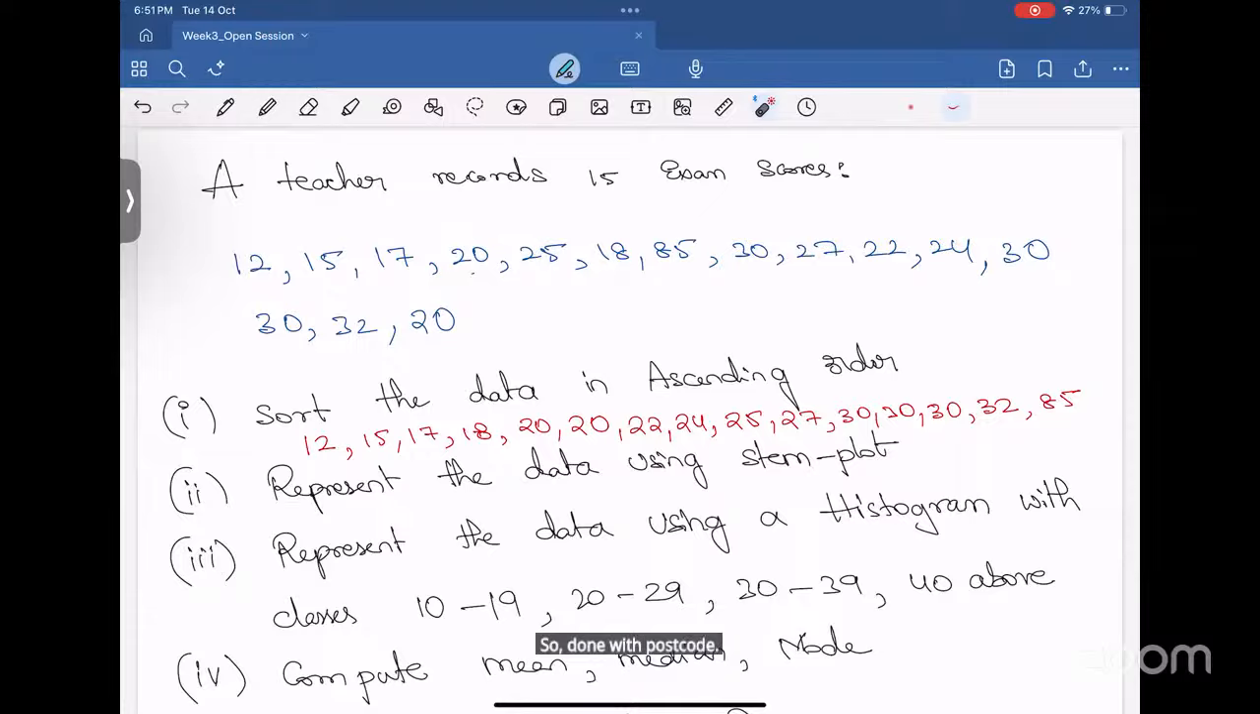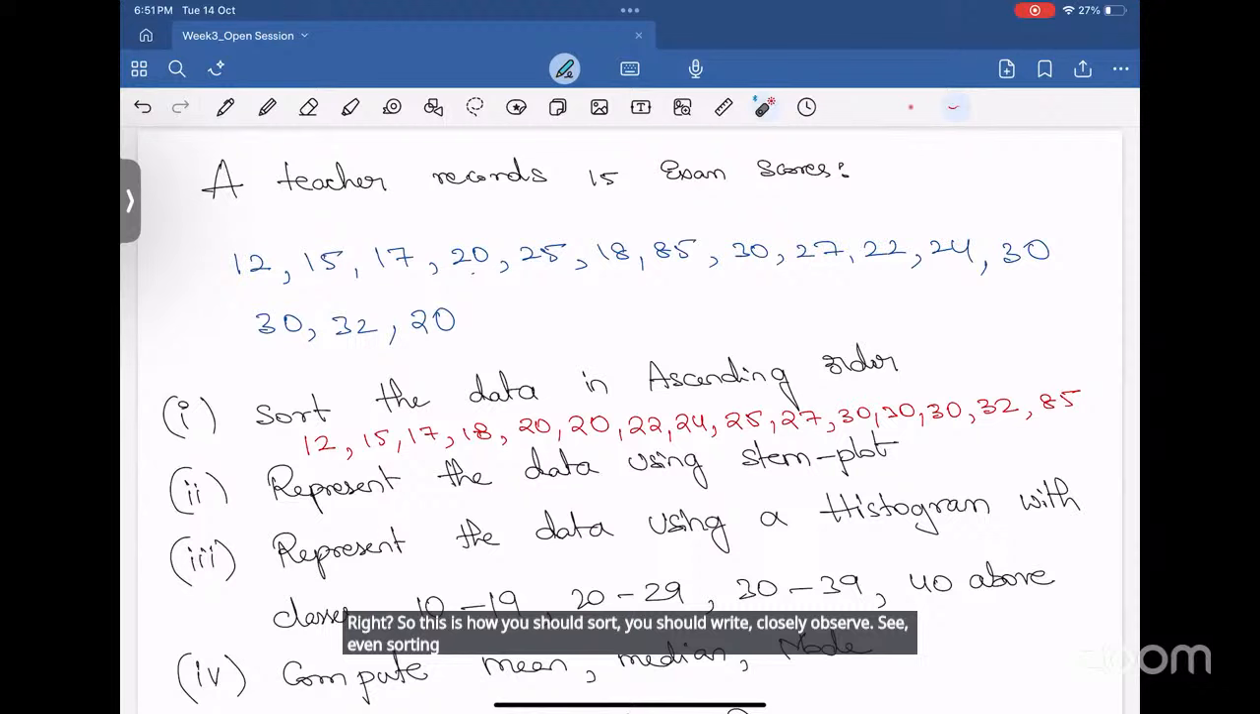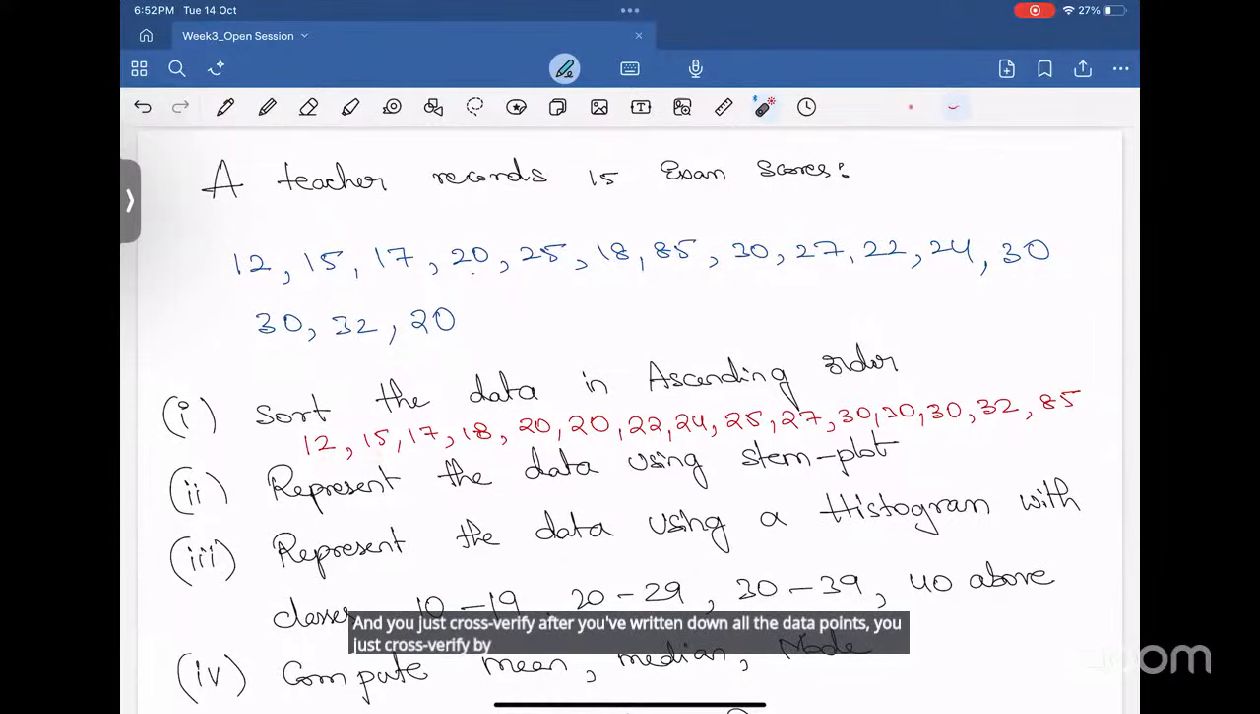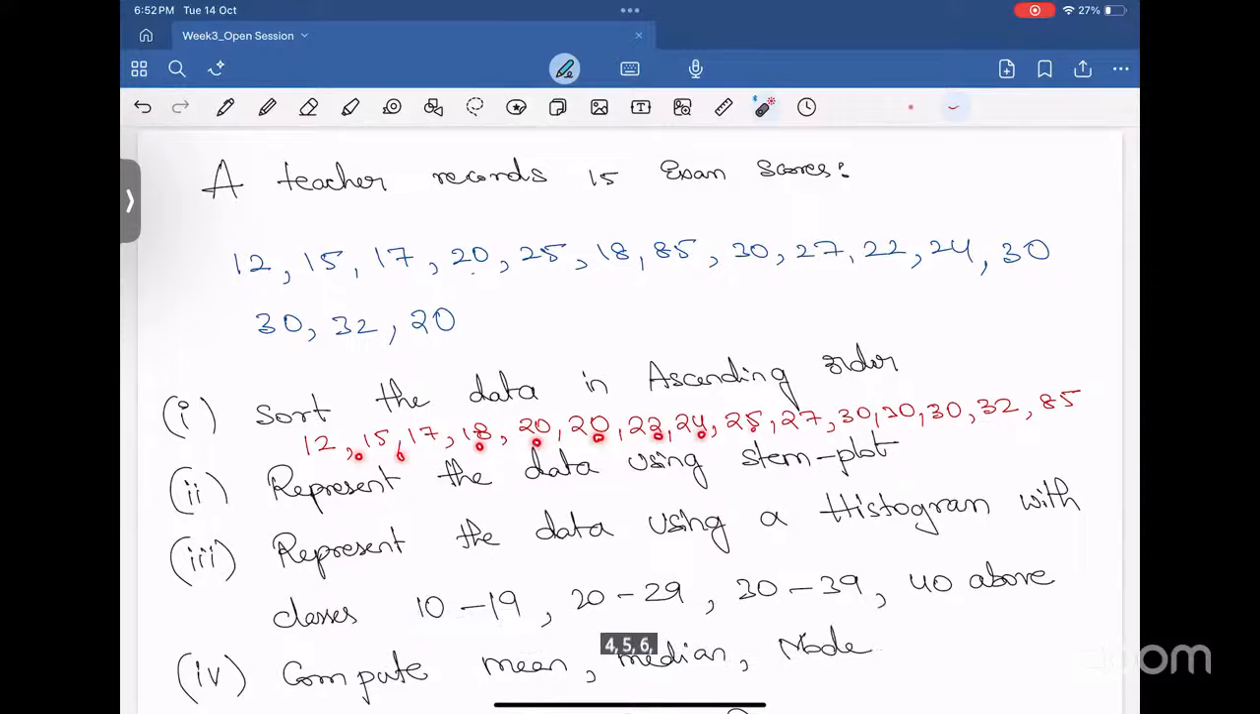Okay, good. So sorting, I don't think anybody will have any issue, right? So this is how you should sort. You should write, closely observe. See, even sorting also sometimes we kind of miss one data point, right? So there are 15 data points given to us, and while sorting, we might miss one. So you should be really very careful, and you just cross verify after you have written down all the data points. You just cross verify by counting. That's it. 1, 2, 3, 4, 5, 6, 7, 8, 9, 10, 11, 12, 14, 15. So once you get all 15 and they are in ascending order, then you can relax.